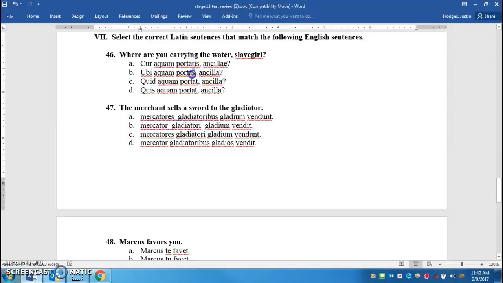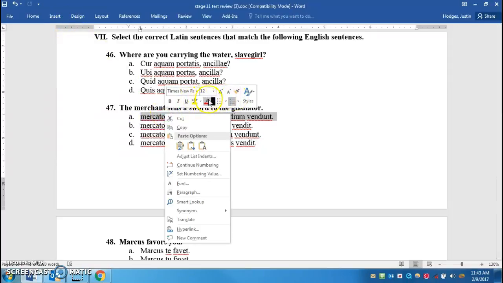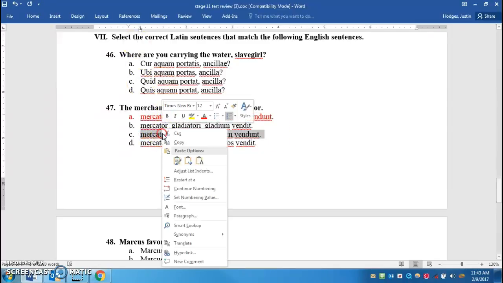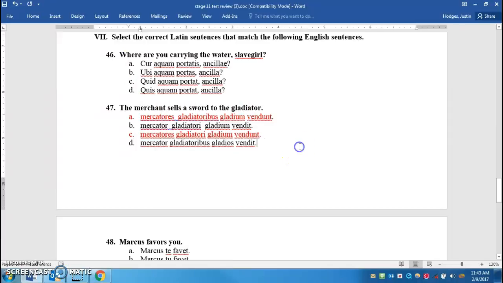Remember, est was just... Number 47, the merchant sells a sword to the gladiator. Okay, well, I want to see what verb this is. Sells, that'll be vendit. The subject is merchant, so that's singular, so I'm looking for verbs that end in T. I can immediately eliminate A, and I can immediately eliminate C. All right, so that leaves Mercator gladiatori gladium vendit and Mercator gladiatoribus gladios vendit.